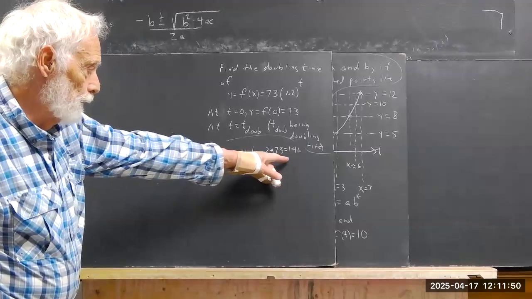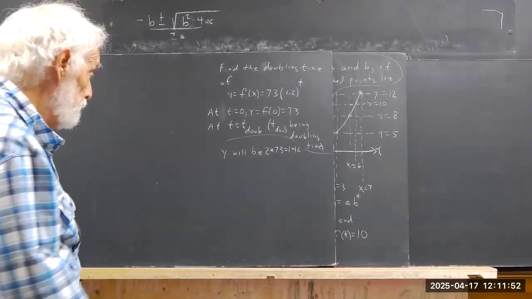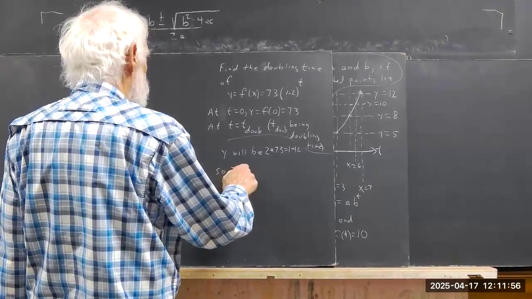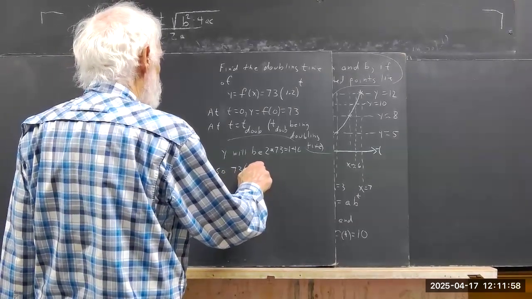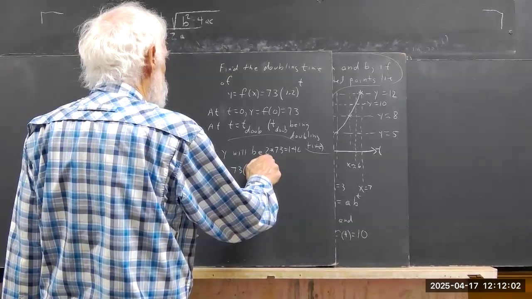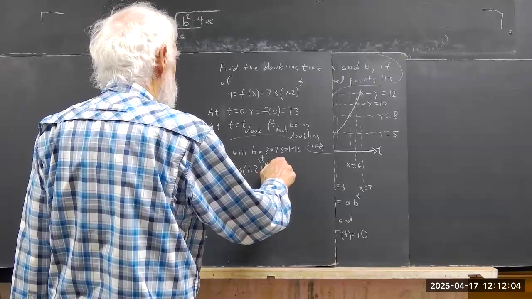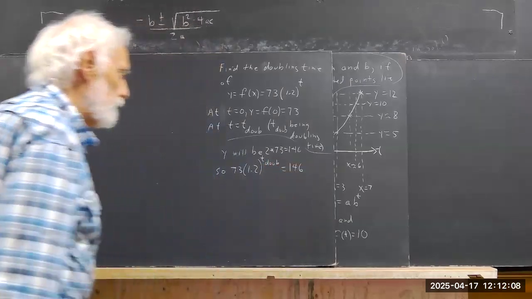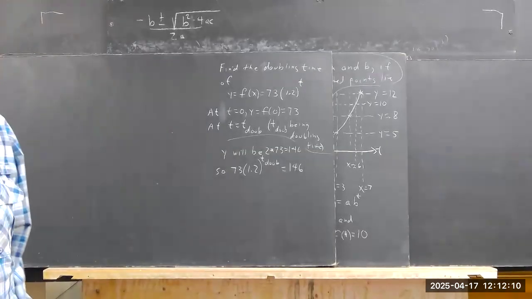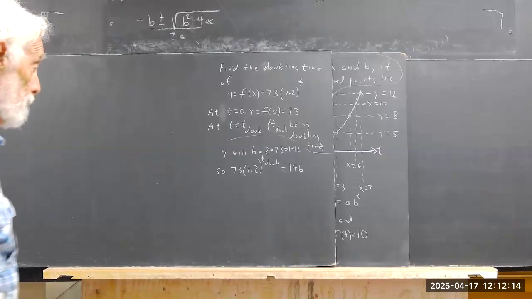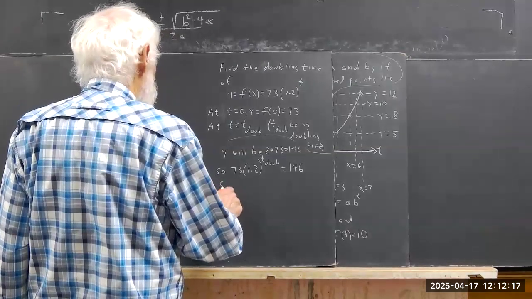Y will be 2 times 73 equals 146. So 73 times 1.2 to the t dub equals 146, right? Now we just solve for t dub.